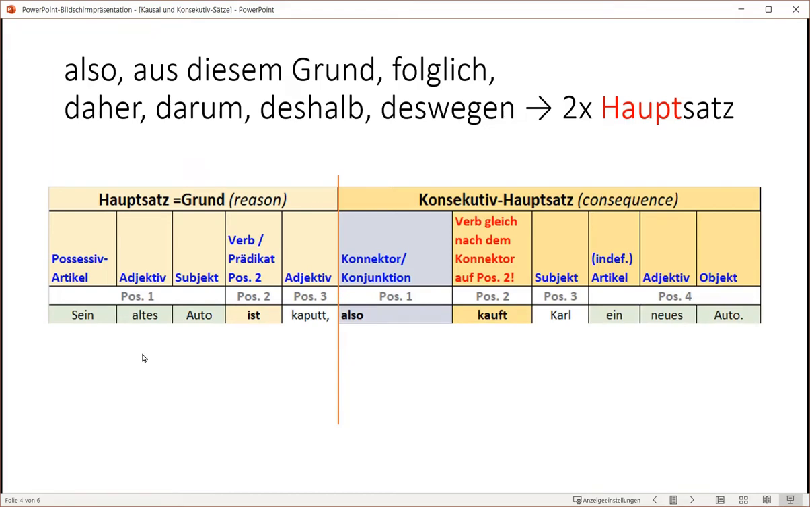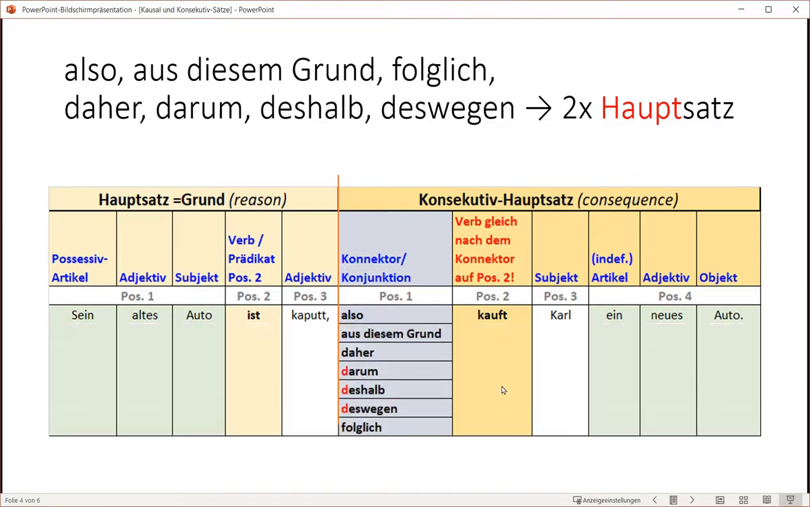Sample sentence, now the other way around. Sein altes Auto ist kaputt, that's the reason. Also kauft Karl ein neues Auto. And we count position 1, 2, 3 here, and 1, 2, 3 and so forth on the second Hauptsatz as well. And this is true for these connectors: also, aus diesem Grund, daher, darum, deshalb, deswegen, folglich. Please pay attention to these 3 that start with letter D. I come to that in a moment.